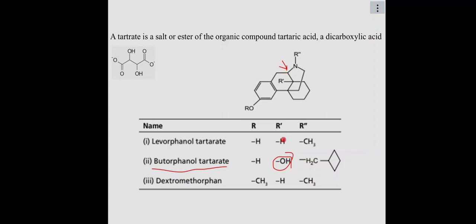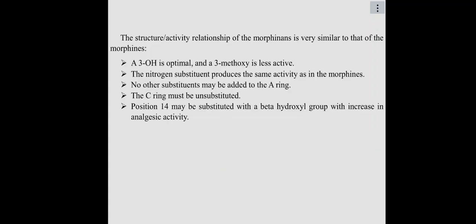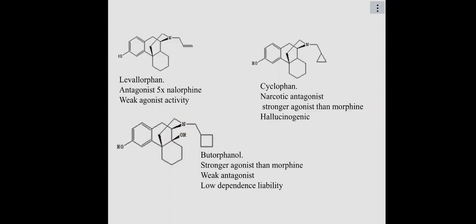If you compare the butorphanol, which has a hydroxyl group, and the other compound which will not have a hydroxyl group, you will find the butorphanol has much higher activity because of the hydroxyl group at position number 14. So position 14 may be substituted with a beta hydroxyl group with increase in analgesic activity, and we do have an example of butorphanol. So the SAR, there is no need of even going back again. Whatever we have discussed remains the same. And we have the levorphanol.